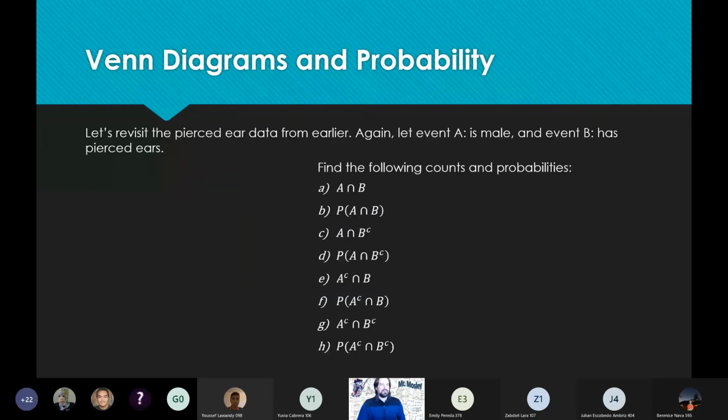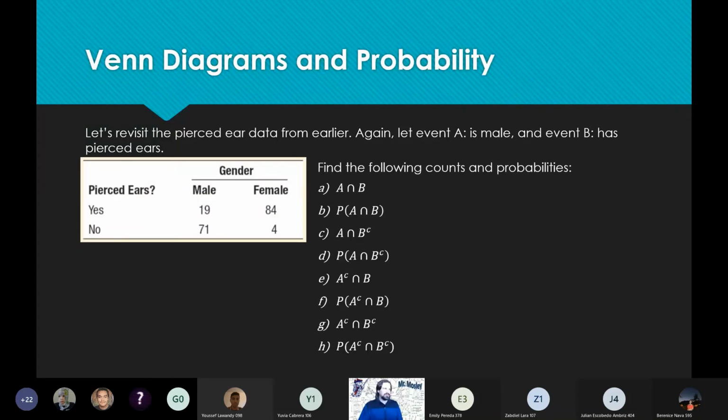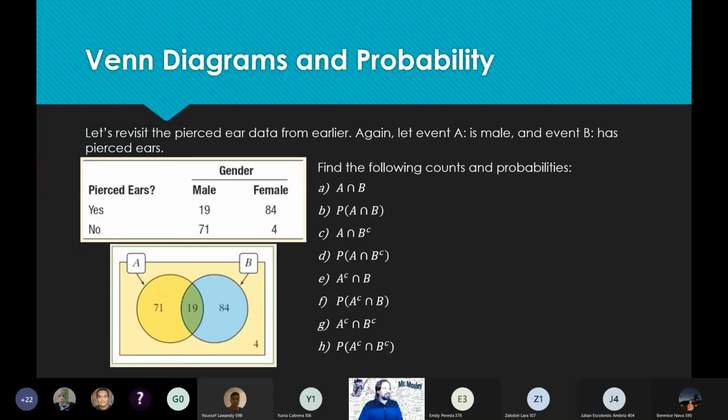So now, let's revisit our pierced ear data from earlier, along with a Venn diagram of the same event. In this case, we're only looking at the data without the totals. We will just recall that we have a total of 178 people. So, we're going to find the following counts and probabilities.